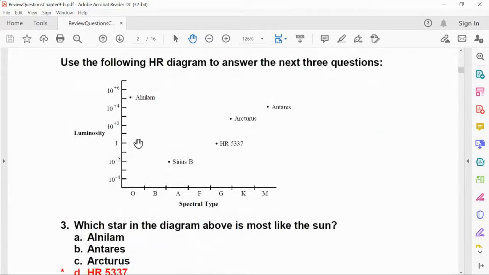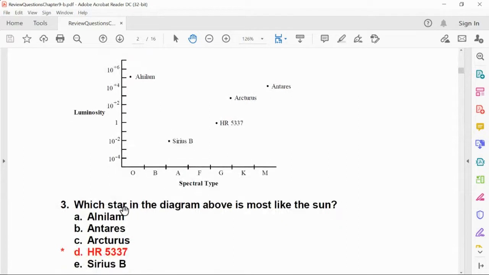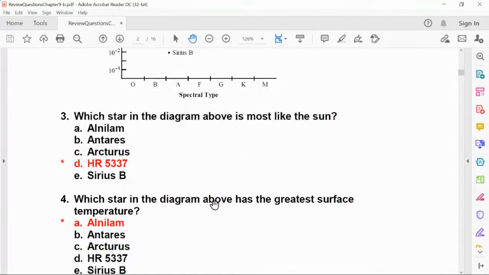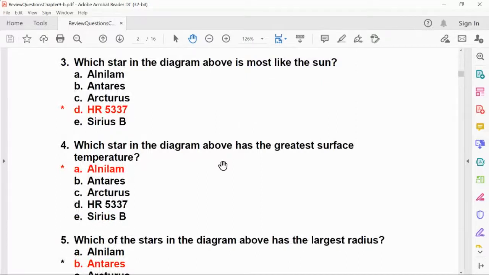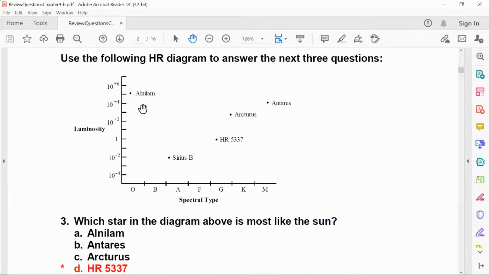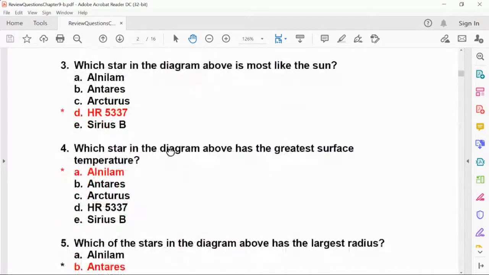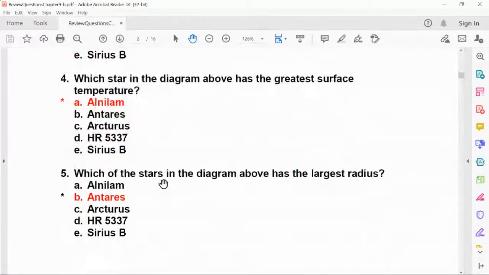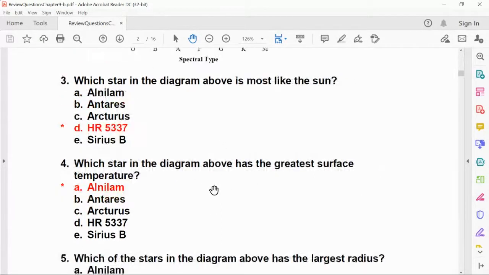They give us an HR diagram here, and they ask the question, which star in the diagram above is most like the Sun? So if you actually look at the main sequence, you will find out that HR 5337 is more like the Sun. Which star in the diagram above has the greatest surface temperature? Well, you look at the one that's in the O region, and that is basically the one with the hottest surface temperature.